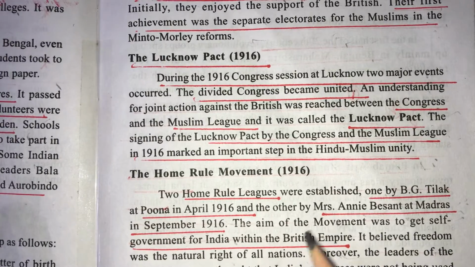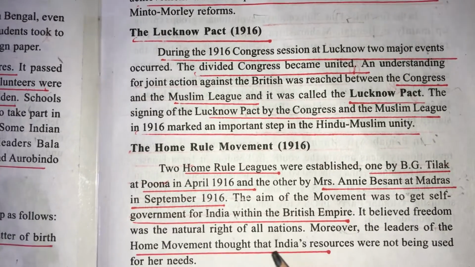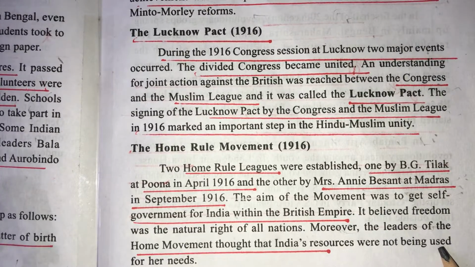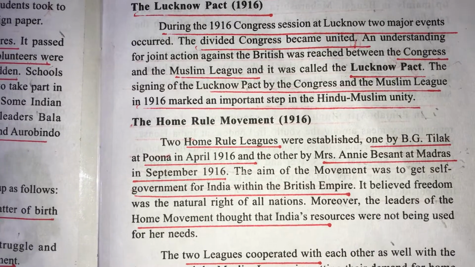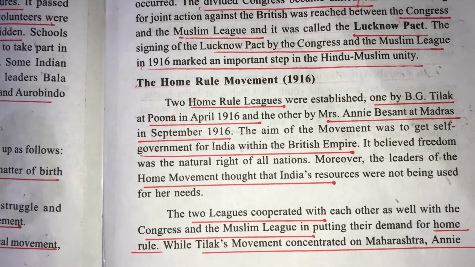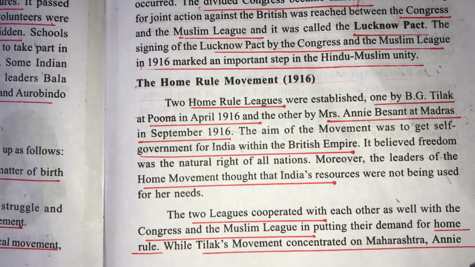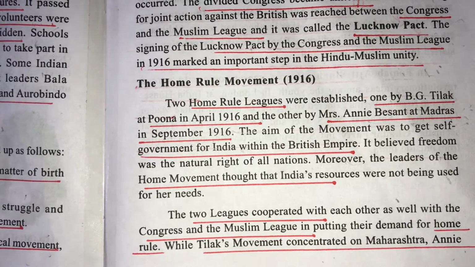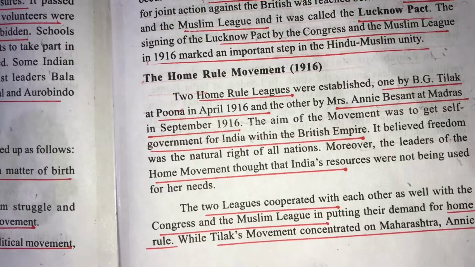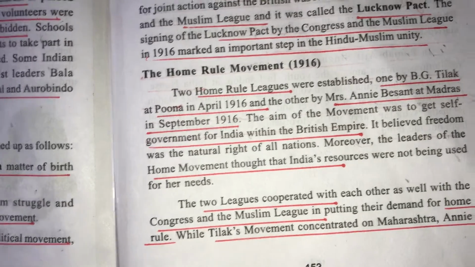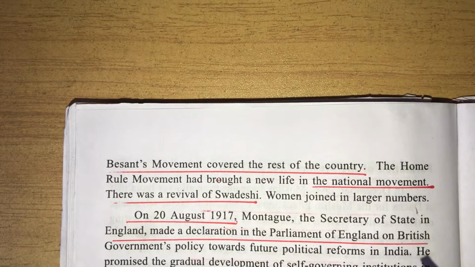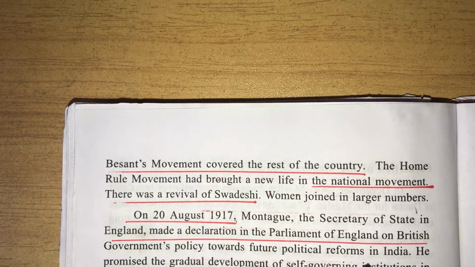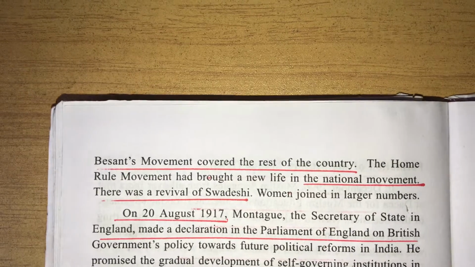The Home Rule League believed that freedom was the natural right of all nations. The leaders of the movement thought that India's resources were not being used for Indian needs. The Home Rule Leagues cooperated with each other and also with the Muslim League and Congress. The Tilak league concentrated on Maharashtra and the Annie Besant league on the rest of the country. The Home Rule Movement brought a new life to the national movement. There was a revival of the Swadeshi, and women also joined in large numbers.